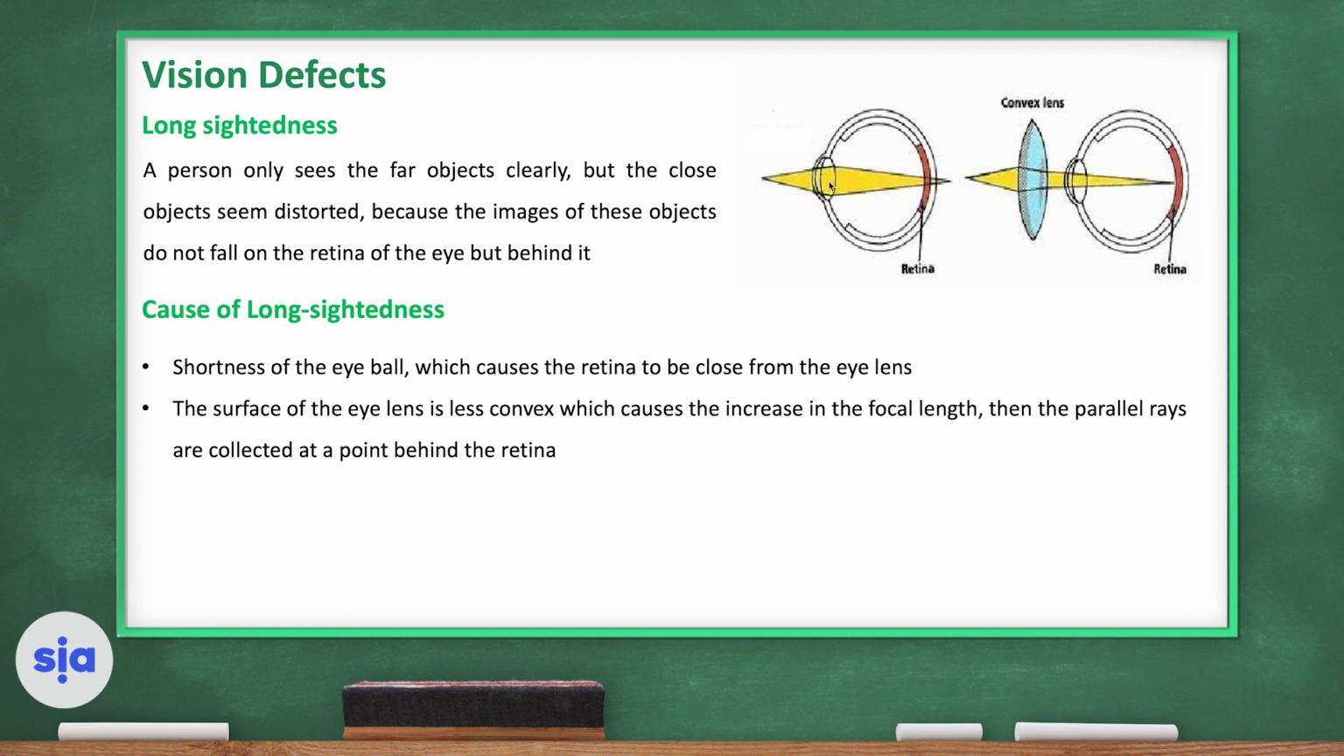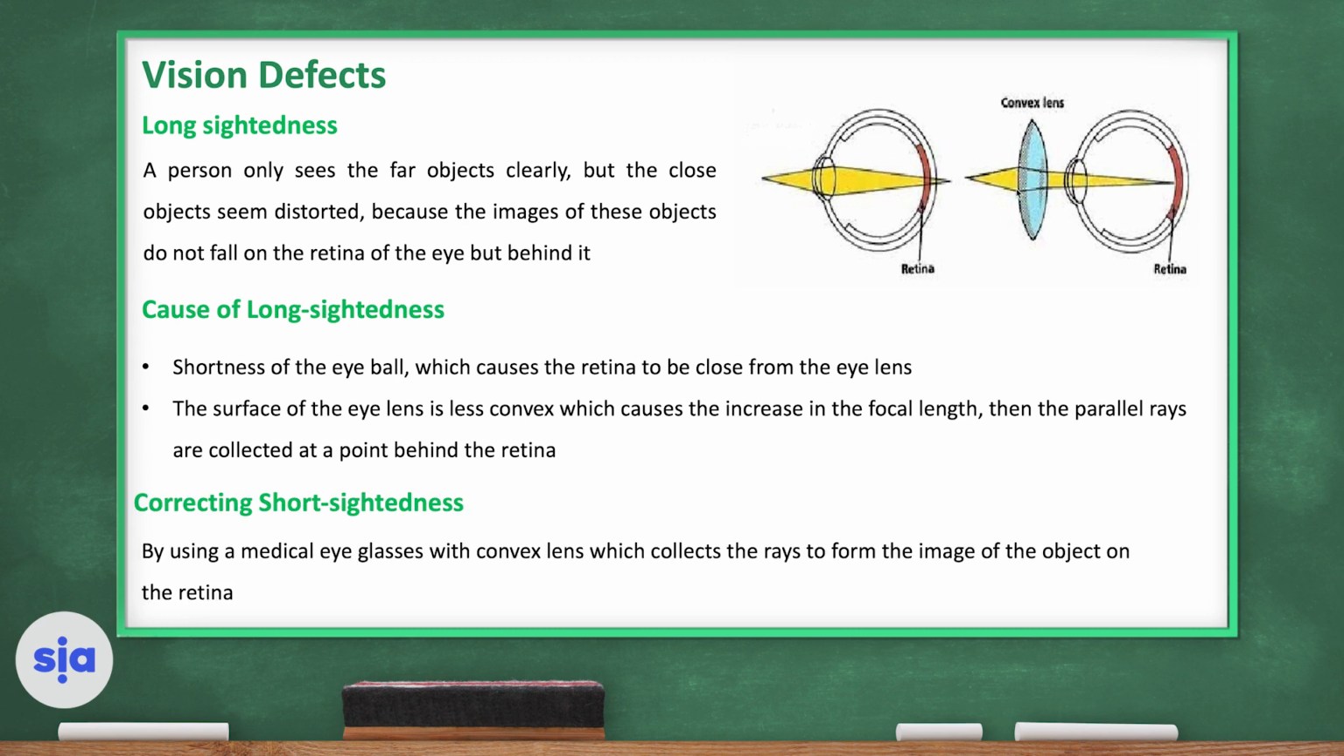Or the surface of the lens is less convex. This may be due to shortness of the eyeball, which causes the retina to be close to the eye lens. The retina will be so close to the eye lens. Or the surface of the lens is less convex. So this will cause an increase in the focal length and the parallel rays will be collected behind the retina.